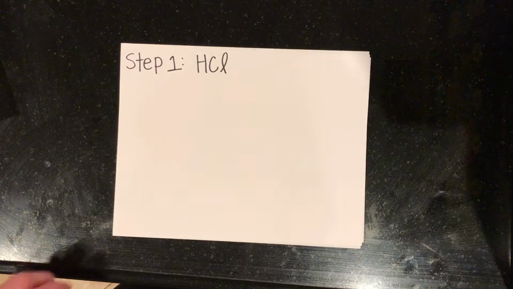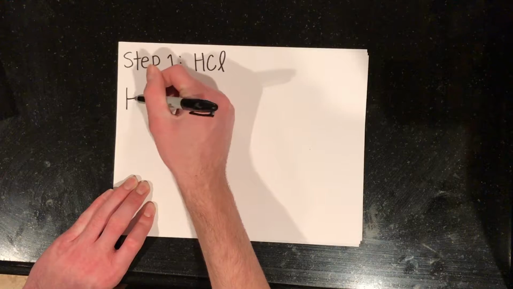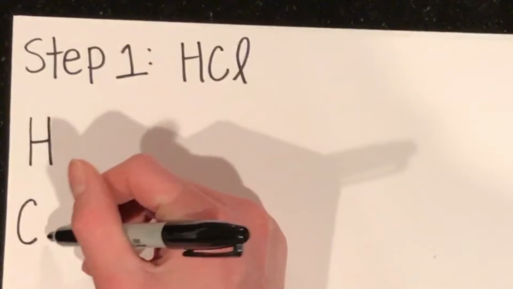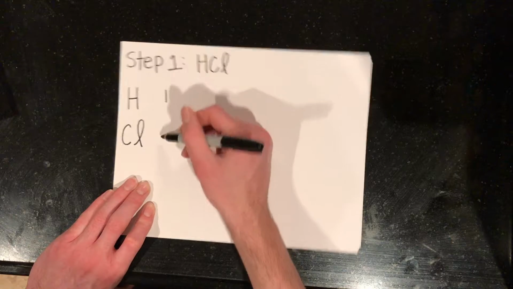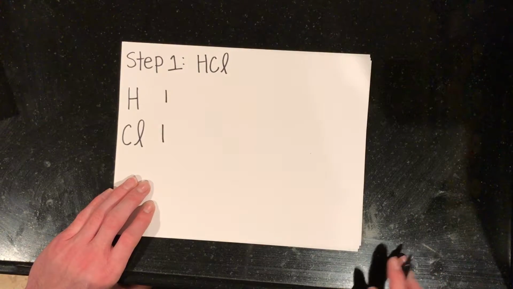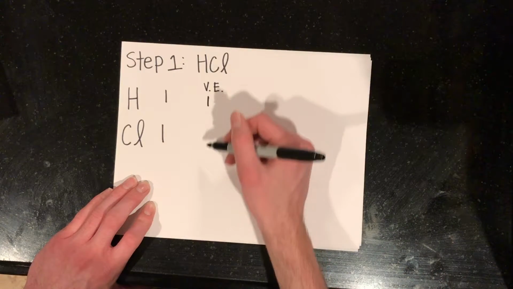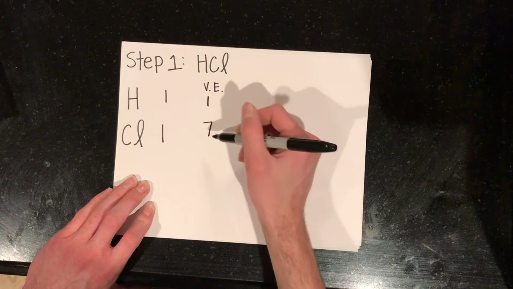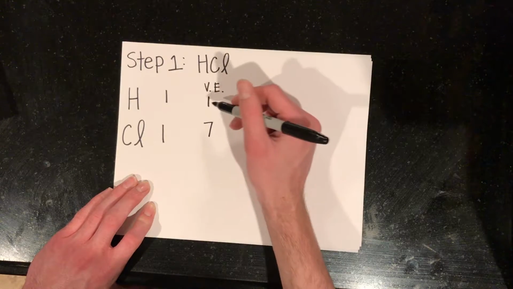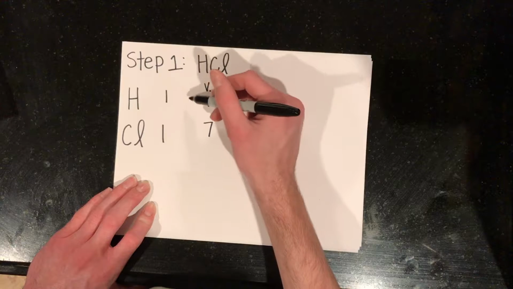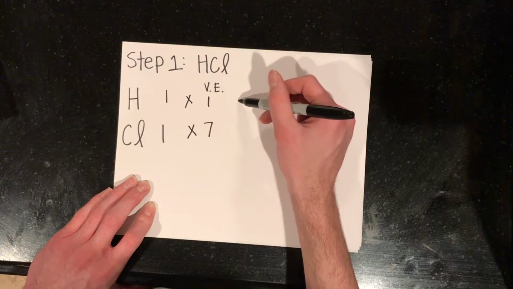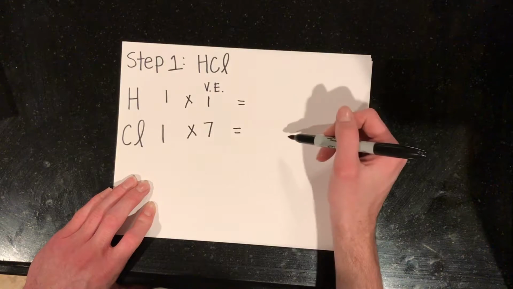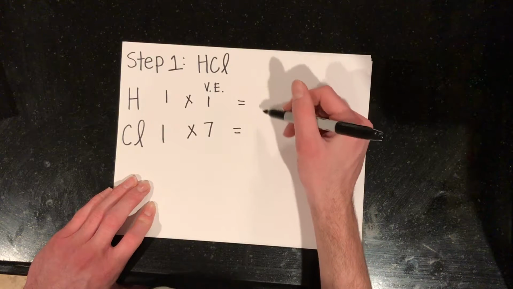In this first example, we're using HCl. So first I'm going to write down the chemical formula. Second, I'm going to write down each atom that we have present and the quantity of each. Then, I'm going to write down the number of valence electrons each atom has. Then, I am going to multiply the number of atoms present times the number of valence electrons they have.